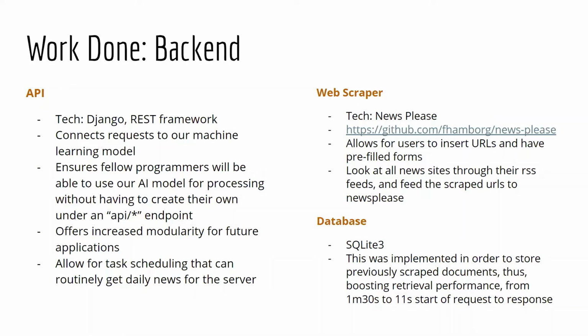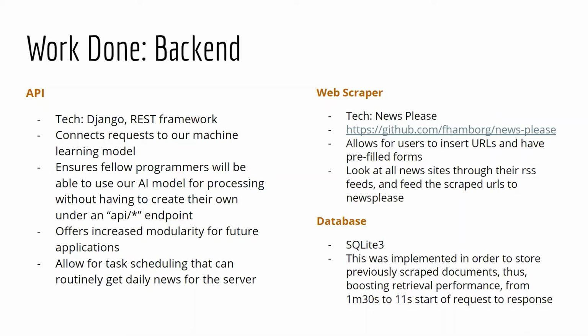For the web scraper, we use a Python library called NewsPlease that extracts text information for each news article from HTML. This allows users to insert their URLs and have pre-filled forms of titles and bodies of each news article. And also, because of this web scraper, we can look at news sites through their RSS feeds and have the scraped URLs sent to NewsPlease to get predictions.